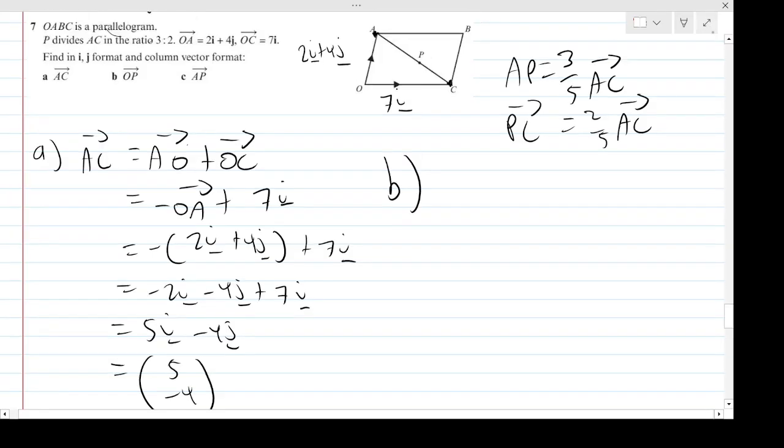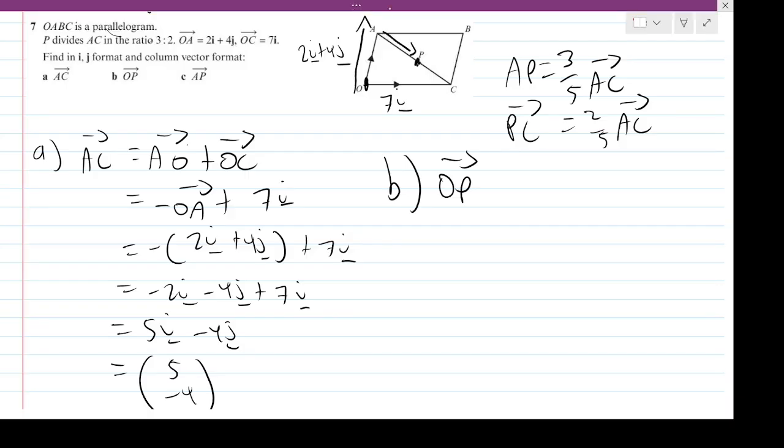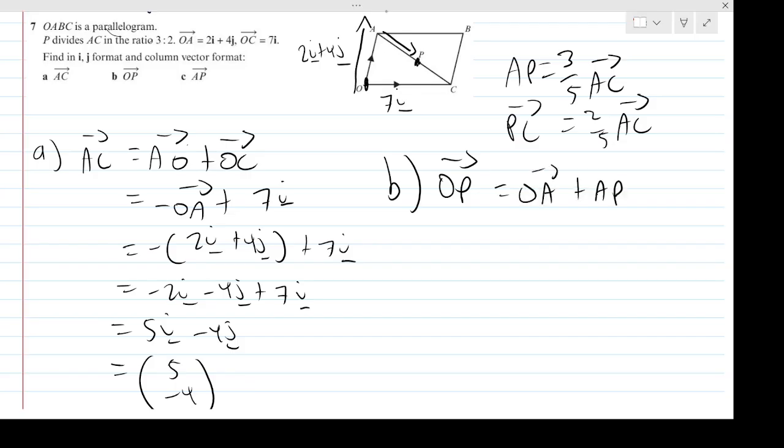Cool. Part B, we need to find the vector O to P. So that's going to be starting at O and then at P. Well, how are we going to get from O to P? Well, I could go from O to A and then A to P, right? Because I found AC now, so I know stuff about that line A to P. So O to P is going to be O to A, add A to P.